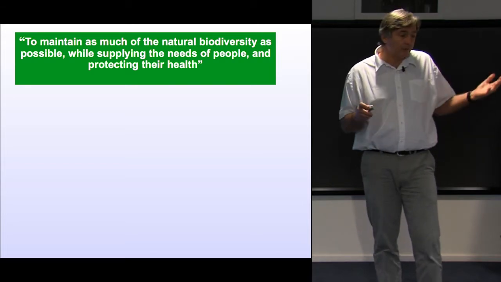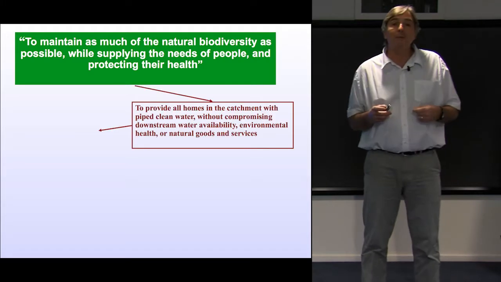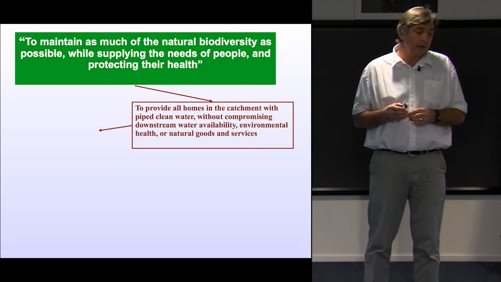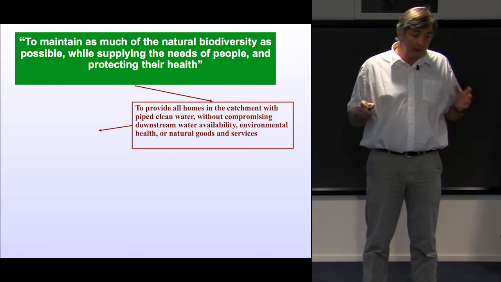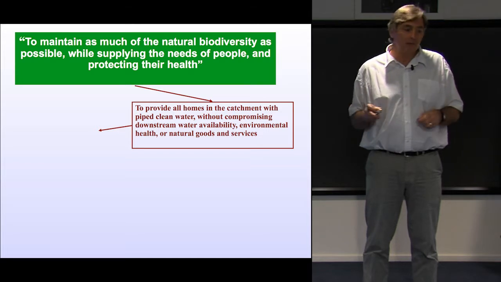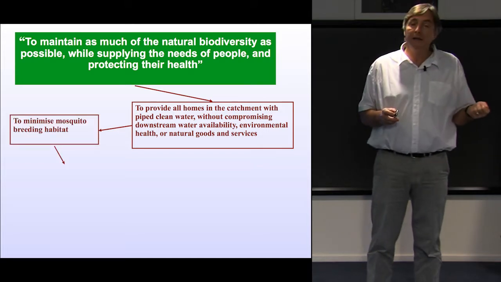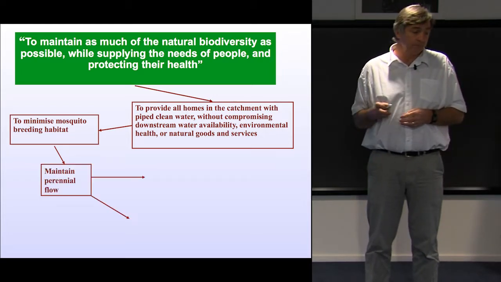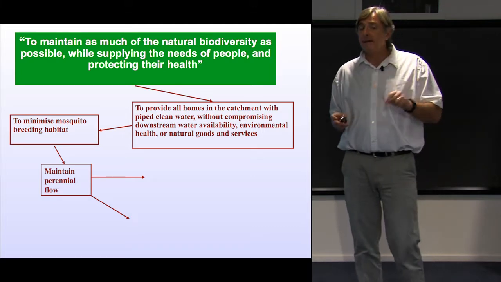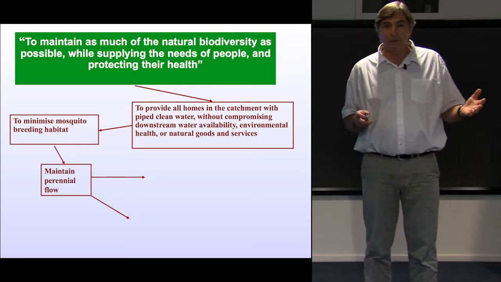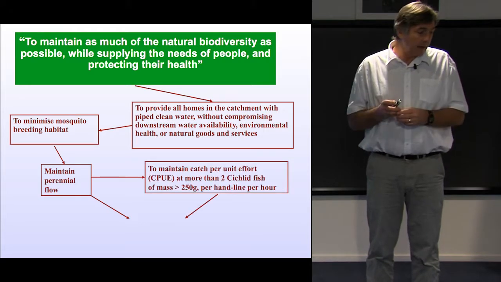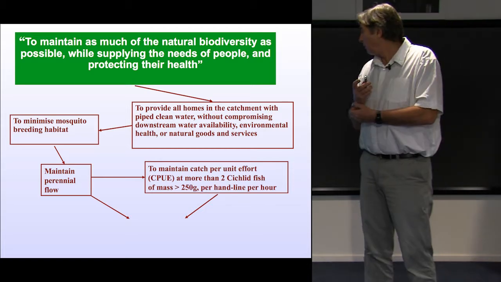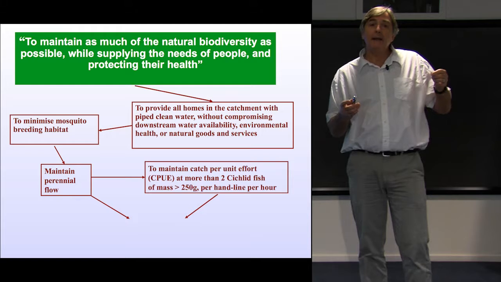So you might start off with, say, providing homes in the catchment with piped clean water, without compromising downstream water availability, environmental health, or natural goods and services. Getting more specific, but still not really directly measurable. To minimise mosquito breeding habitat in terms of the health protection objective. To maintain perennial flow. Now that is something that can be monitored. If the river's flowing, you're meeting that. If you're not, you're not. Maybe to maintain catch per unit effort at more than 2 cichlid or tilapia fish of mass greater than 250 grams per hand line per hour.